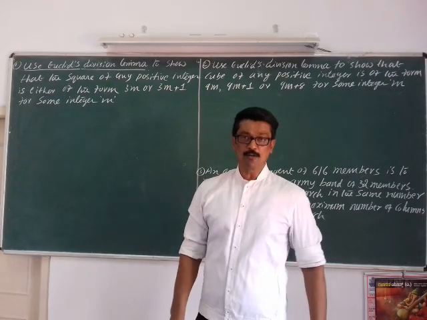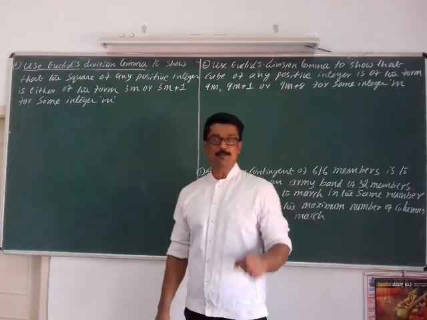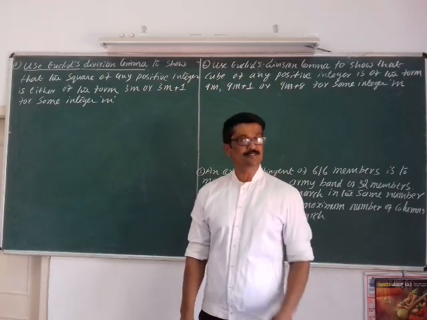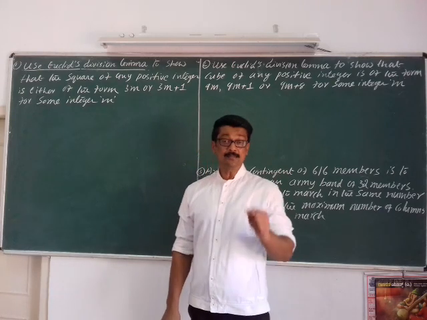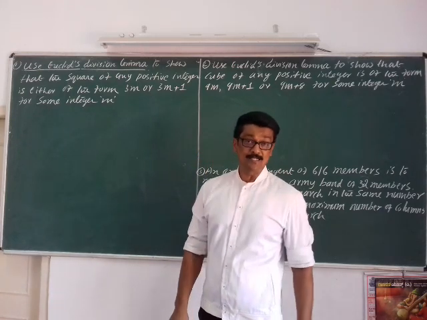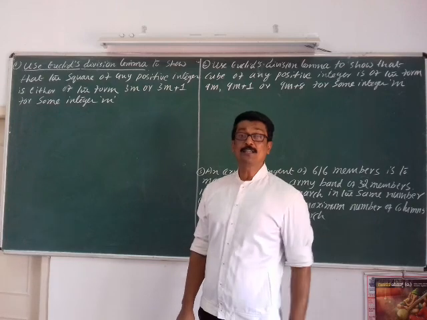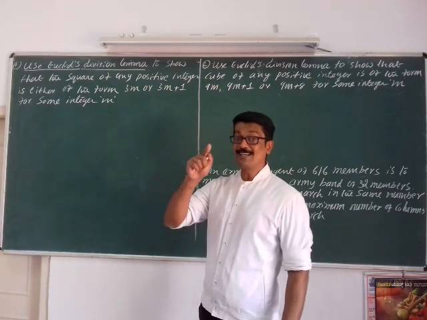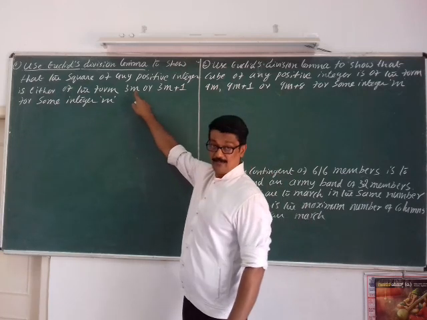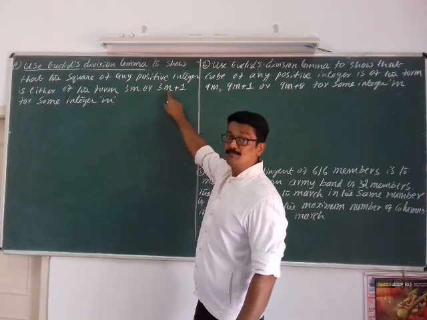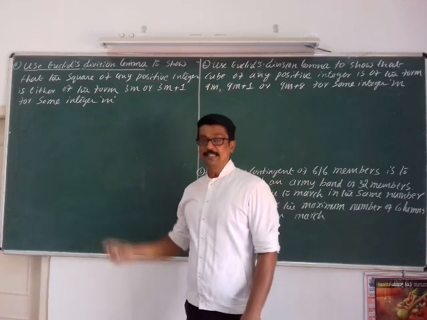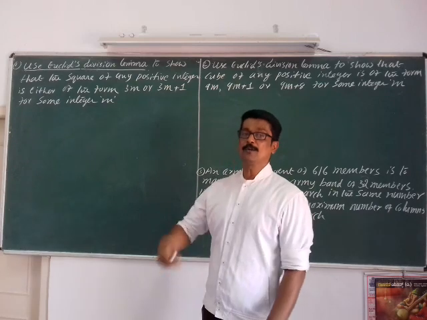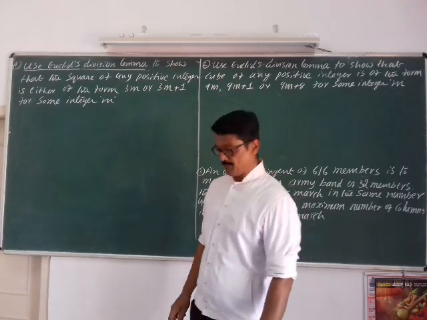In order to solve such problems, we have to apply Euclid's division lemma by taking two positive integers a and b. And the value of b must be taken in accordance with what is to be proved. Here you are asked to express a as 3m or 3m plus 1. So in this problem the value of b is 3. And now we have to apply Euclid's division lemma.